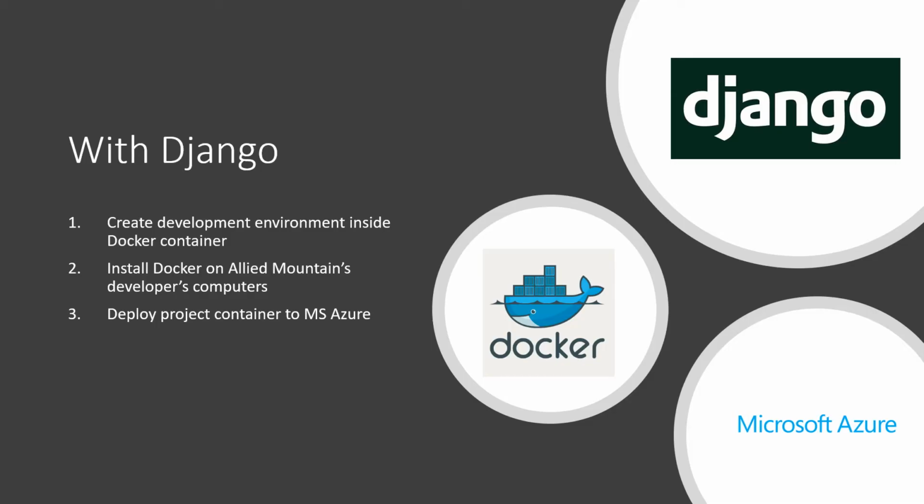So with Django, as I said before, we'll create our whole project within a container, and then once we're ready to transfer it to Allied Mountain, their developers will install Docker on their computer, and then they'll be able to pull our entire project from an online repository and start working on it within Docker on their machines. And then once they're ready to deploy, all they'll have to do is deploy their Docker container to Microsoft Azure, and the website will be ready to go.